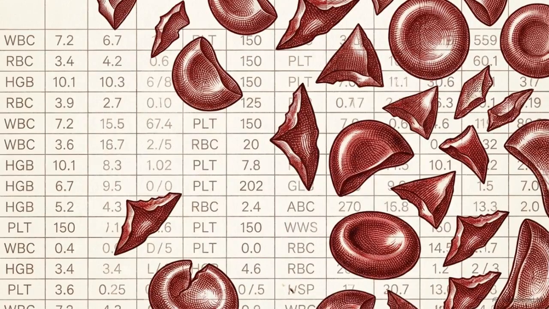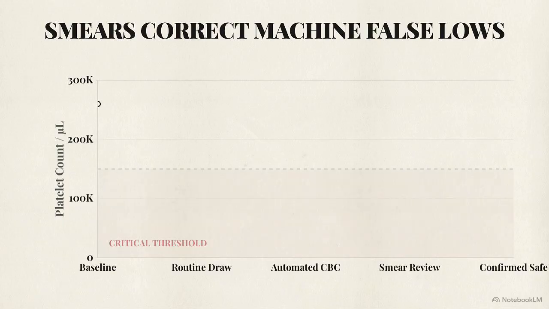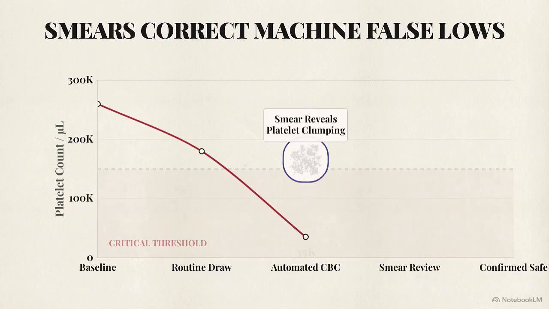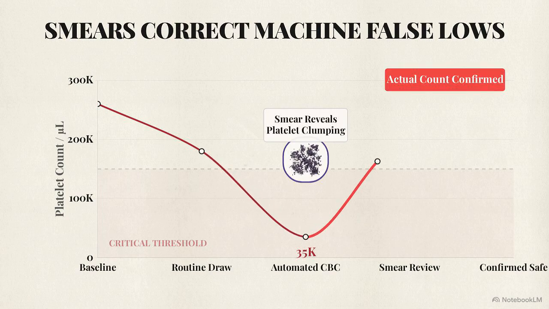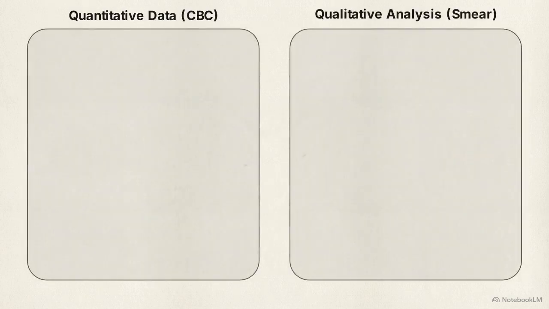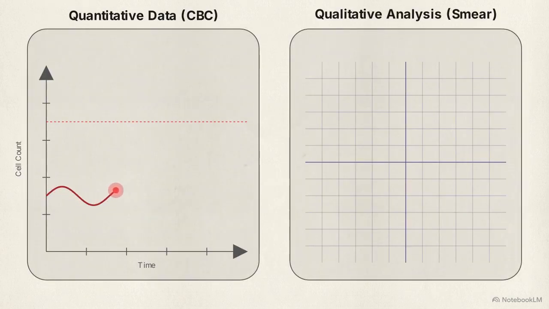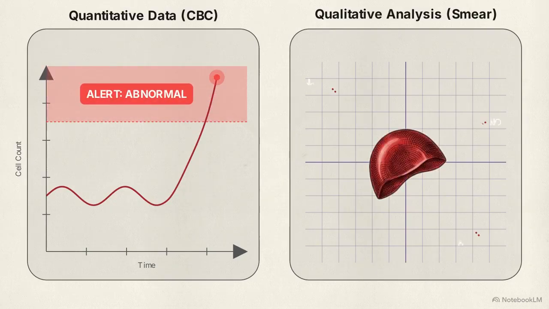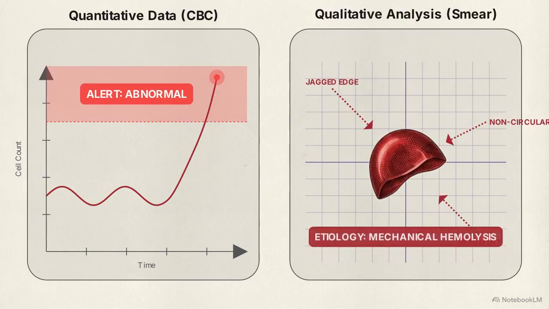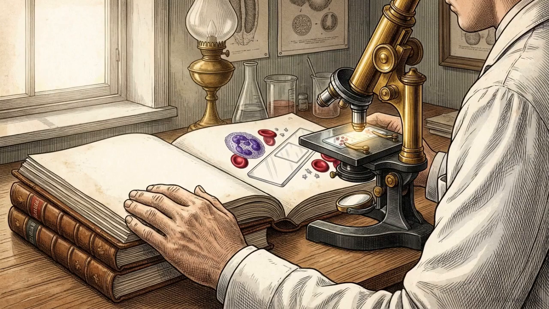Identifying a field of schistocytes reveals active hemolysis that raw numbers might obscure. Routine smear reviews offer patient safety benefits by ruling out machine errors, like pseudothrombocytopenia, keeping patients safe from unwarranted medical interventions. The ultimate utility of these two tests is strictly divided. Automated CBC data indicates that a problem exists, while the qualitative smear analysis identifies exactly what the problem is. This creates a definitive clinical role.